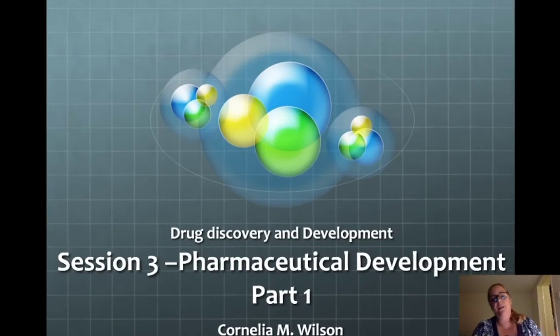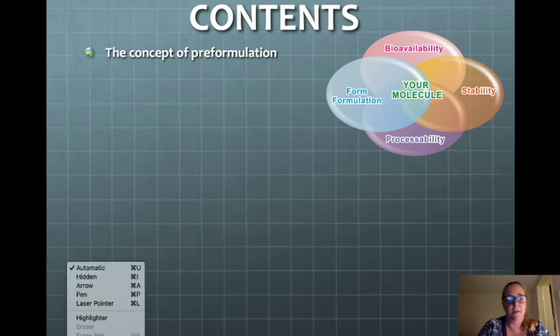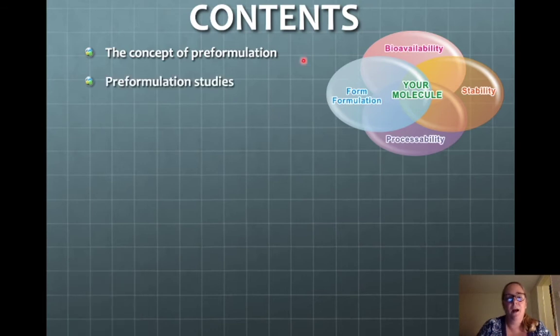So, welcome to session 3 on pharmaceutical development, part 1. The contents of this session is we're going to first look at the concept of pre-formulation. We're also going to look at pre-formulation studies.